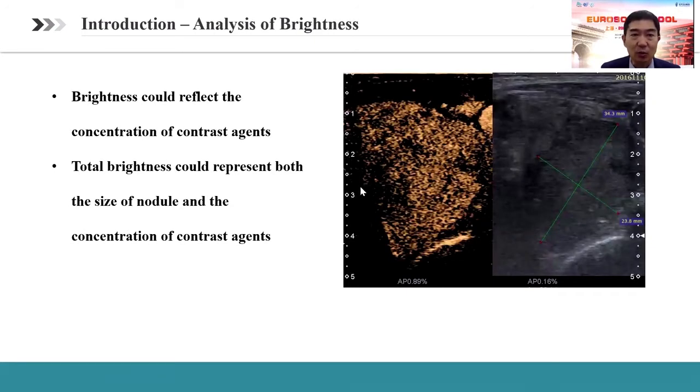The brightness could reflect the concentration of contrast agent, and the total brightness could represent both the size of the nodule and the concentration of contrast agent. For example, this is a very large nodule, and the total brightness in this area of the nodule represents both the size of the nodule and the concentration of contrast agent.